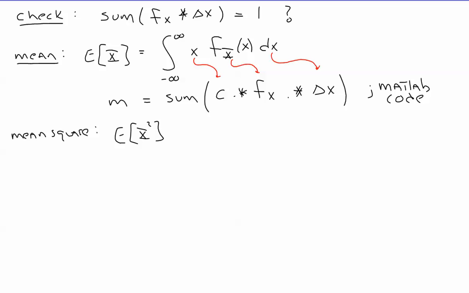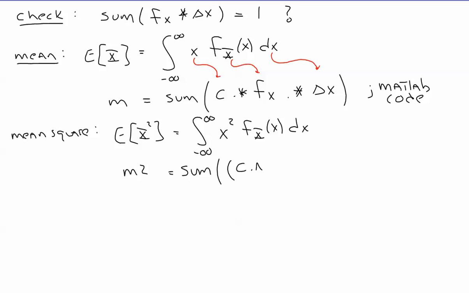Expectation of x raised to the second power is integral from minus infinity to infinity of x squared times the probability density function of x dx. In Matlab, let's just call this M2, mean squared. This will be sum of C dot superscript 2 times dot asterisk fx dot asterisk delta x. That gives me my mean squared. So x squared is estimated by squaring my bin centers. Once again, my PDF is estimated by my PDF estimate, and delta x is estimated by delta x. That'll give me a very good estimate of my mean squared value.